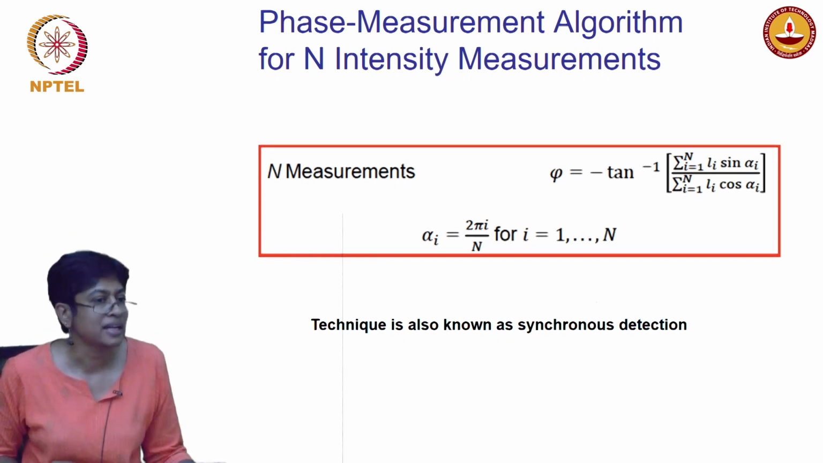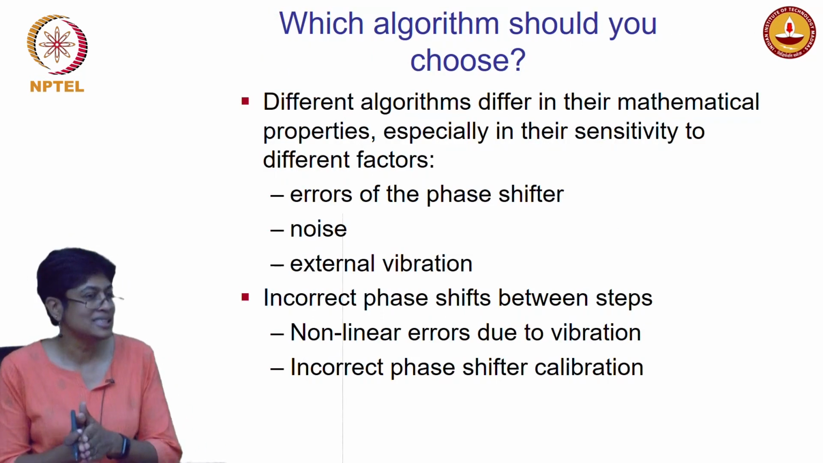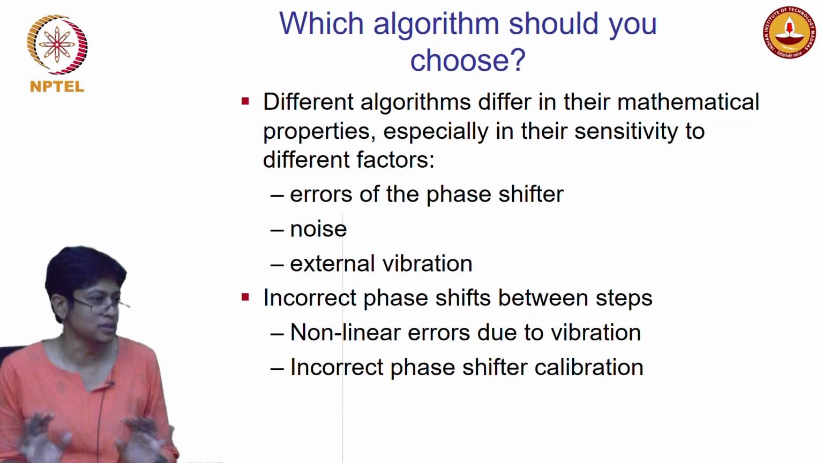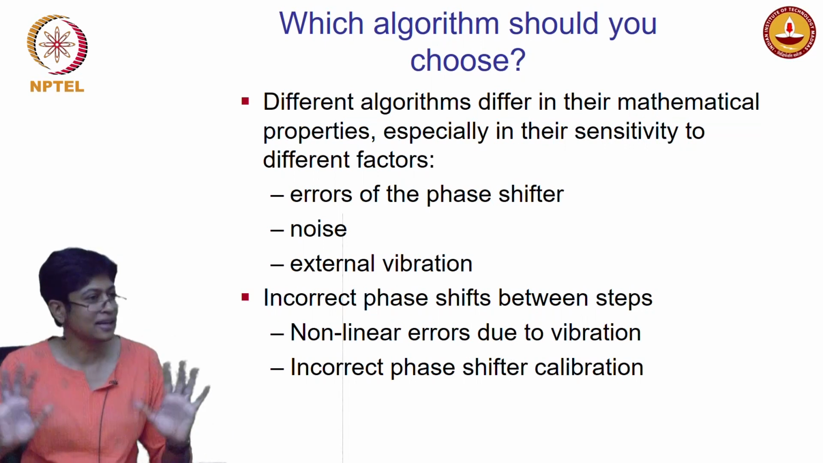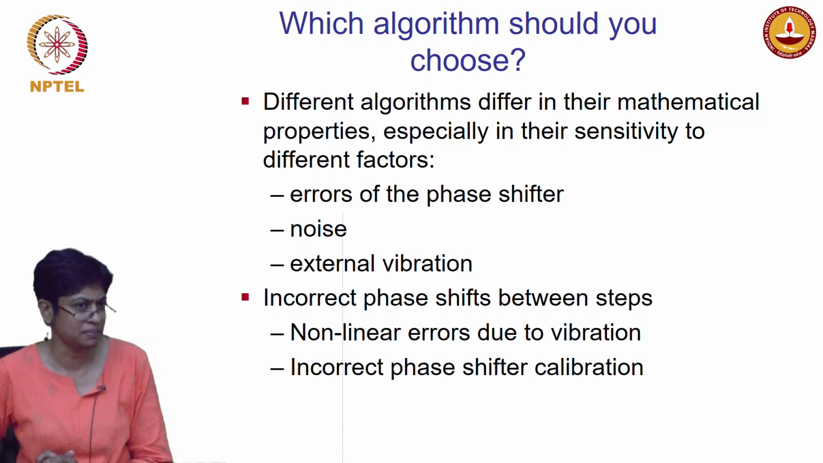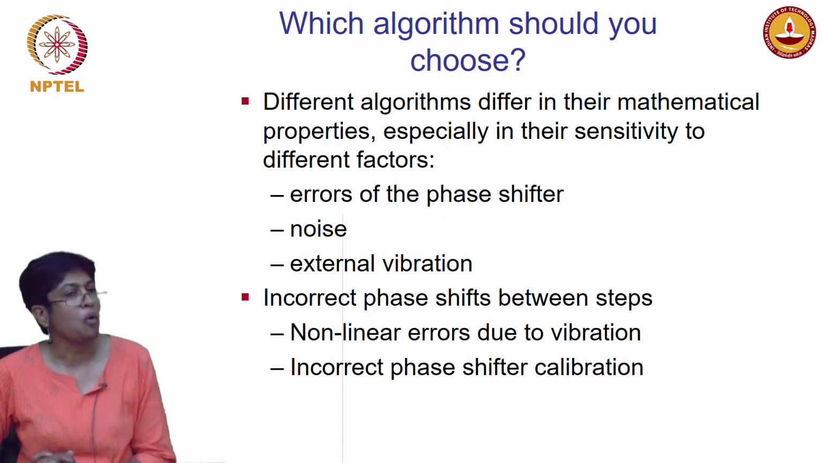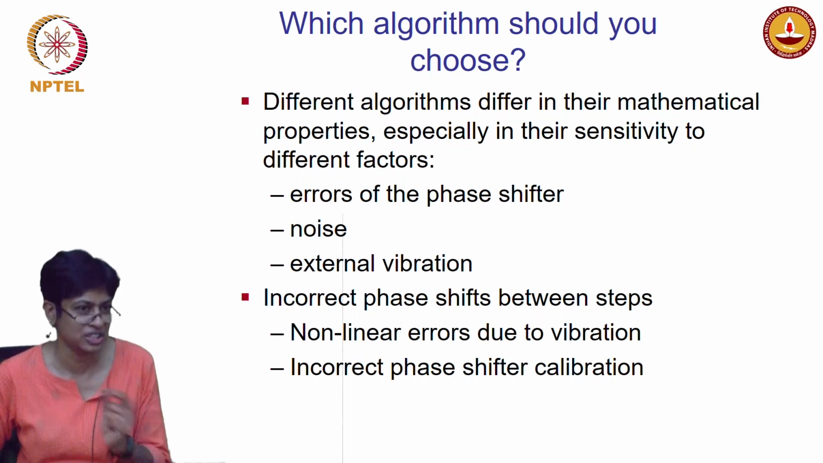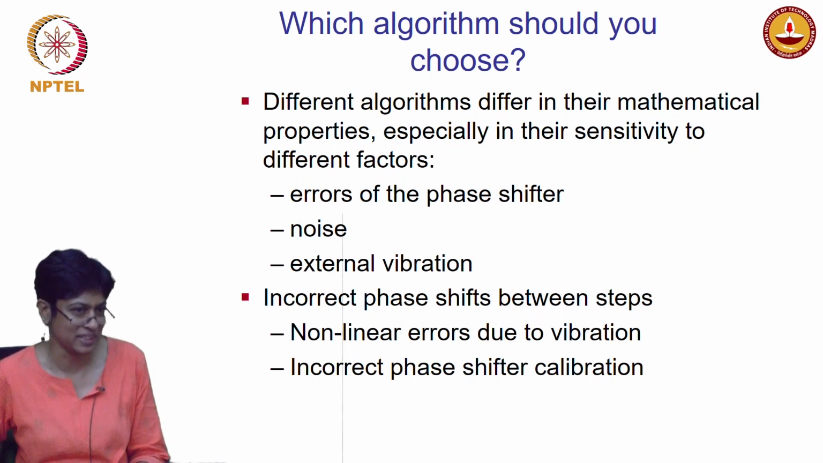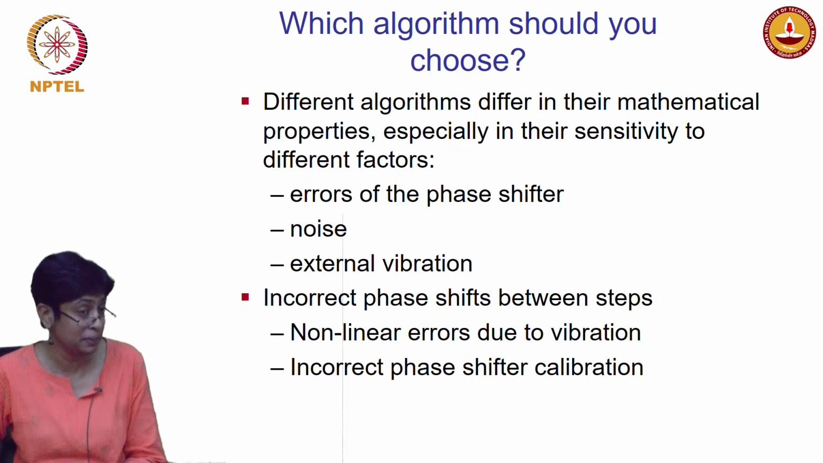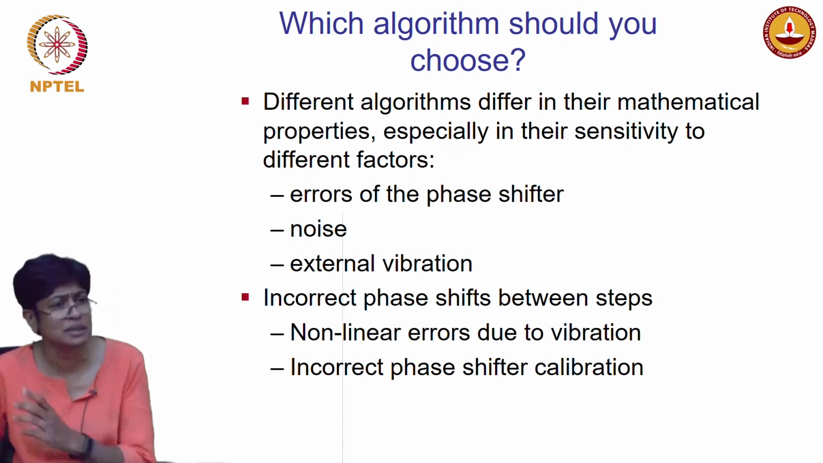It turns out that every algorithm will be sensitive to some errors more than others. Now, it always sounds nice mathematically. We did that little derivation and we arrived at tan phi in terms of those 4 intensity measurements you have made. But all of this rests on the fact that you are introducing a known phase shift. How accurately are you doing that? The moment you introduce a phase shift, you may introduce an error along with it. You say I am introducing pi by 2, but it is actually pi by 2 plus some delta.